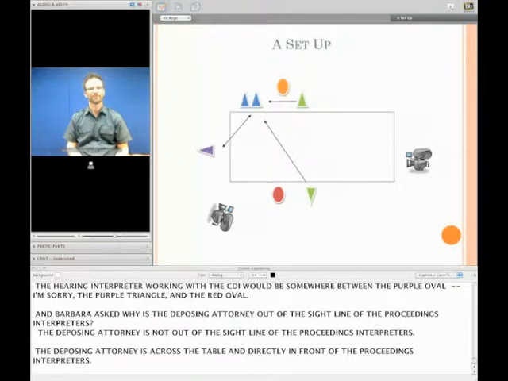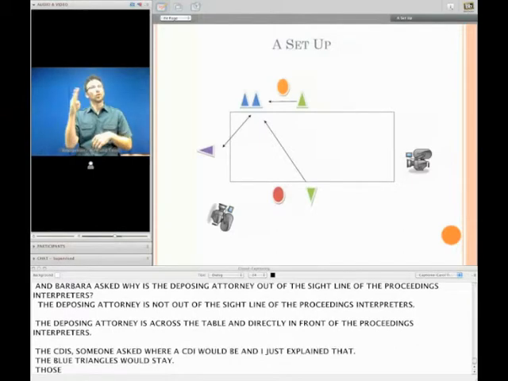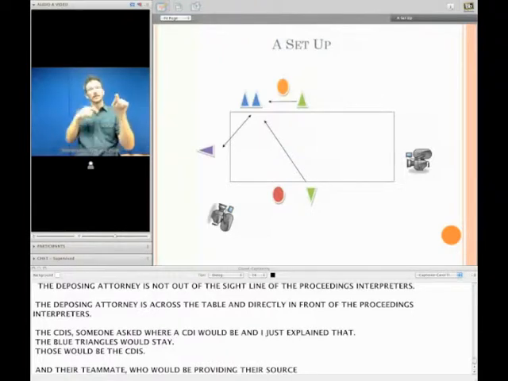Someone asked again, Carl, where a CDI would be, and I just explained that. The blue triangles would stay, those would be the CDIs, and their teammate, who would be providing their source language, would be across the table, probably where that camera is.